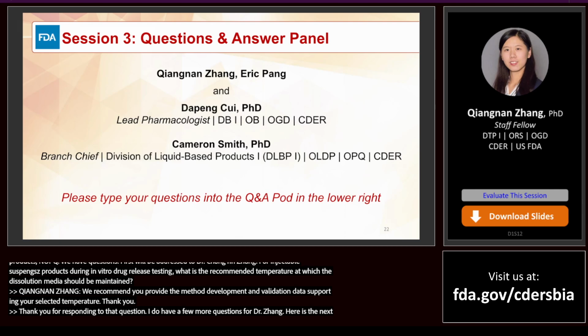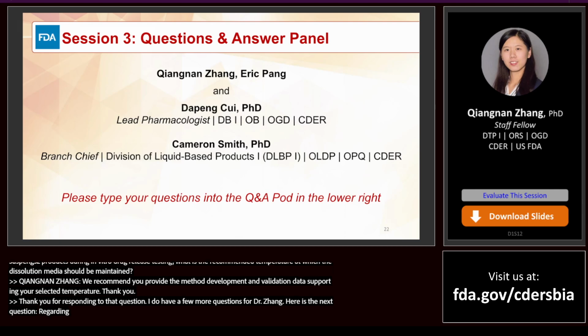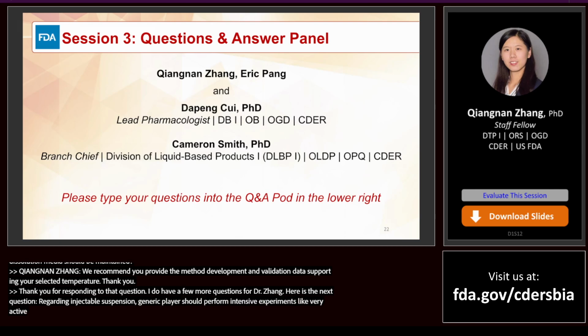Regarding drug substance injectable suspension, to prove the discriminatory ability of the dissolution method, generic players should perform intensive experiments like varying active and excipient concentration, PSD, non-sync condition. Please suggest leftover parameters to study the discriminatory ability.